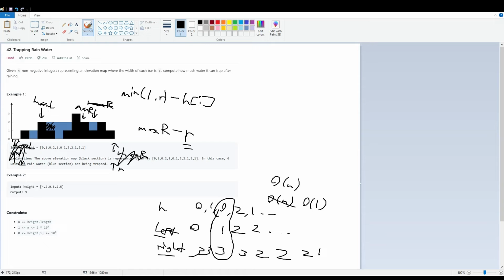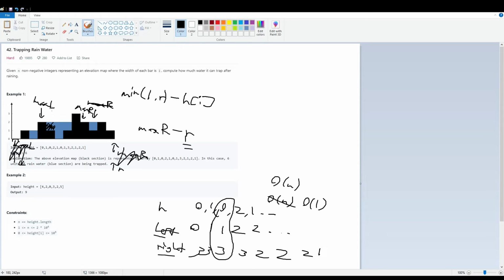What about the case where max left and max right are the same? Well, it doesn't matter which one we move anyway. We can move the regular left pointer or the regular right pointer. It doesn't matter.